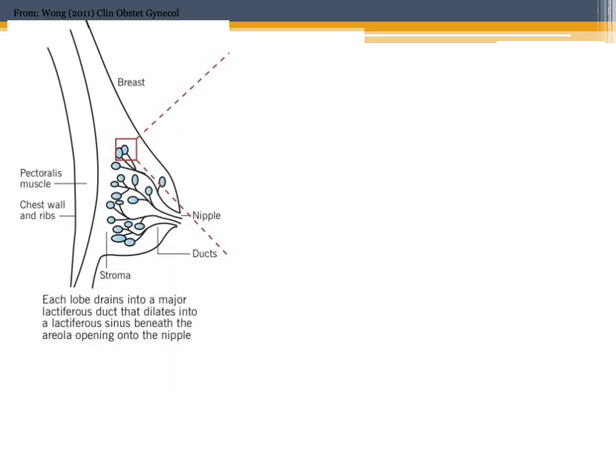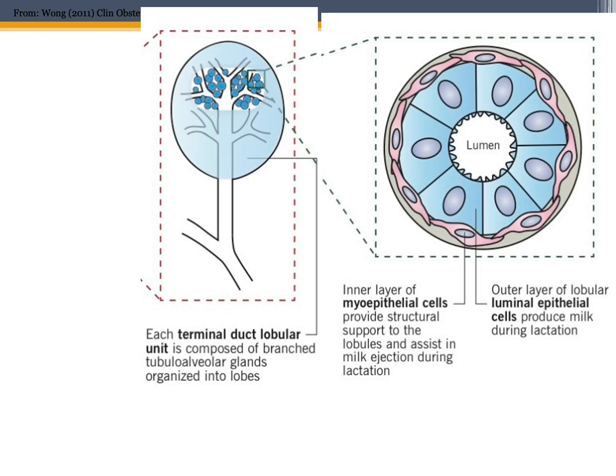If we're to look at the lobule tissue itself, within the lobule tissues, we're going to have a collection of differential secretory cells. These differential secretory cells are referred to as the luminal epithelial cells. These luminal epithelial cells are going to be responsible for the production of lactation, quote unquote, breast milk. Surrounding these epithelial cells is a secondary set of epithelial cells referred to as the myoepithelial cells. The myoepithelial cells are specialized smooth muscle.